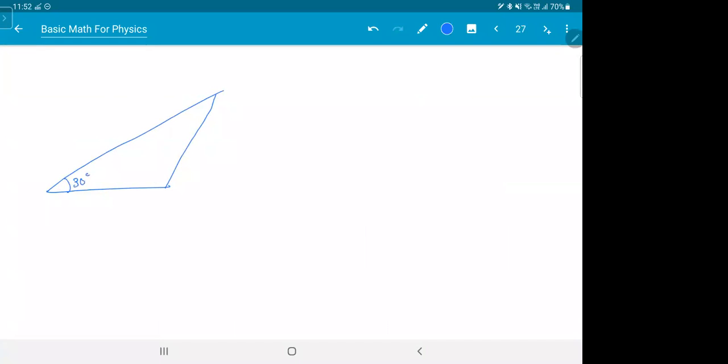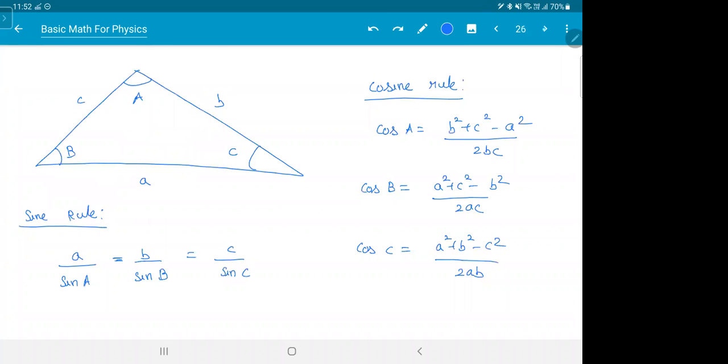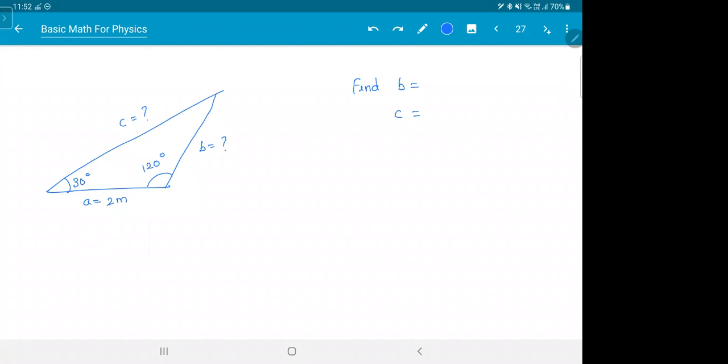Let's say this is 30 degree, this is 120 degree, this is 2 meters, this is B, this is C. Find B and C. So someone gives a triangle like this, 30, 120, A, B, C, 3 sides. Find B and C. Which one to use? You can see now there are more angles and only one side. Sine rule. Try. I'll give you a minute.